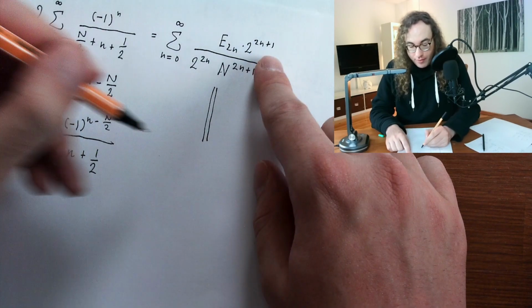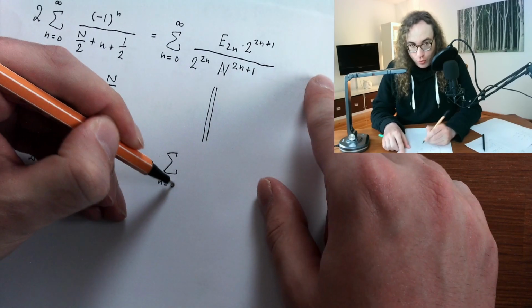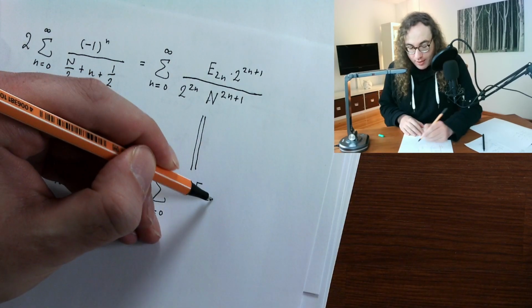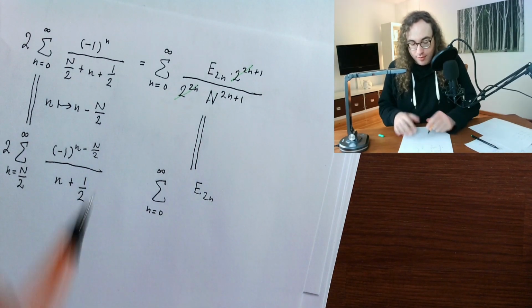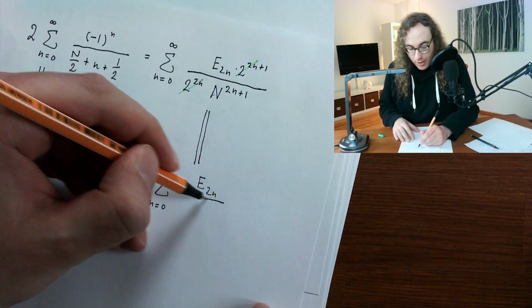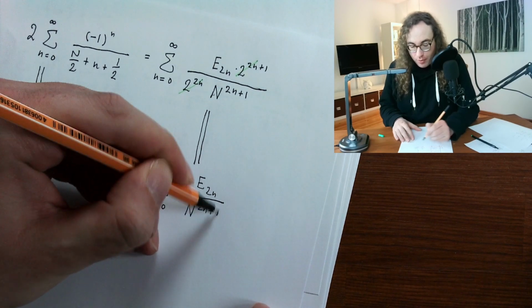Now I have this cancellation of the 2's. This gives me e to the 2N, and I kill this factor with this factor. 1, 2 remains. So I can write this as 2 times e to the N divided by N to the 2N plus 1.